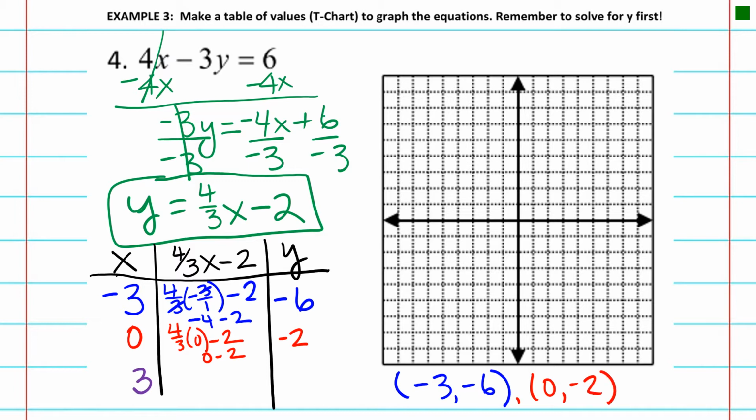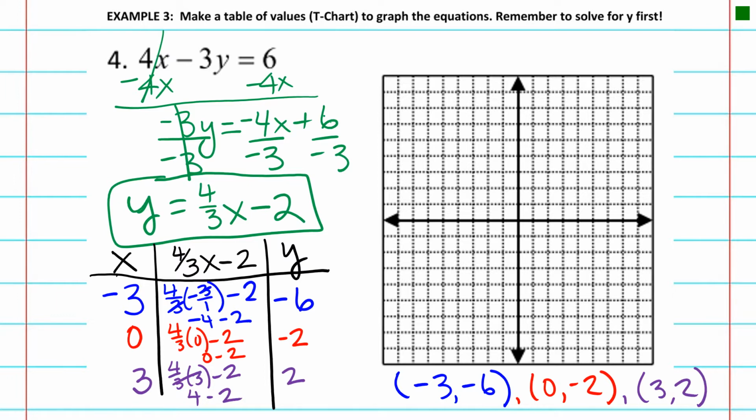And then finally, I'm going to use a positive 3. So I have 4/3 times 3 minus 2. My 3's cancel out, so I have 4 minus 2, which is 2. So my third ordered pair is 3, 2. Now, if you need to pause the video to catch up, go ahead and do that. But I'm going to move on to graphing here, so when you're ready, join me.